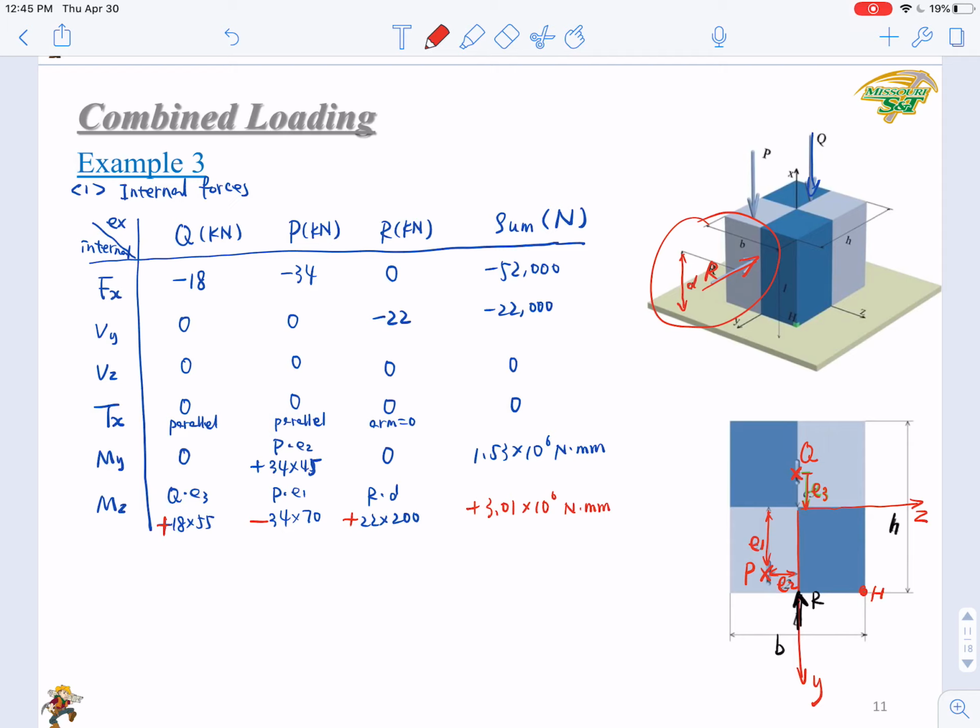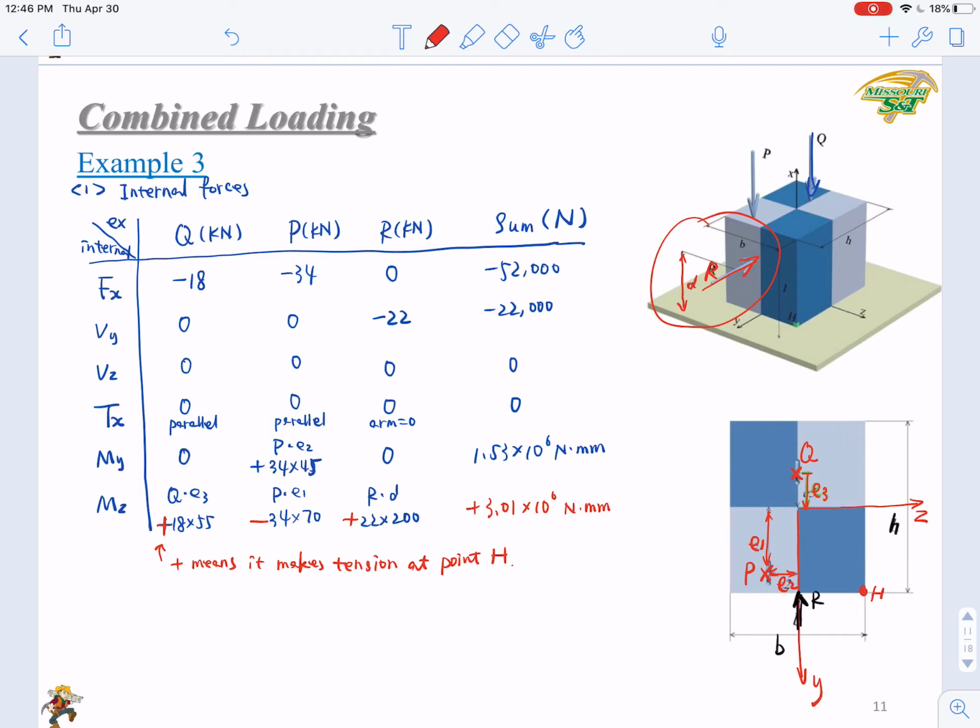So let me set the rules here. The rules we used here to determine negative or positive bending moment is that positive means it makes tension at point H. This is the rule we set here to determine the sign of the bending moment.